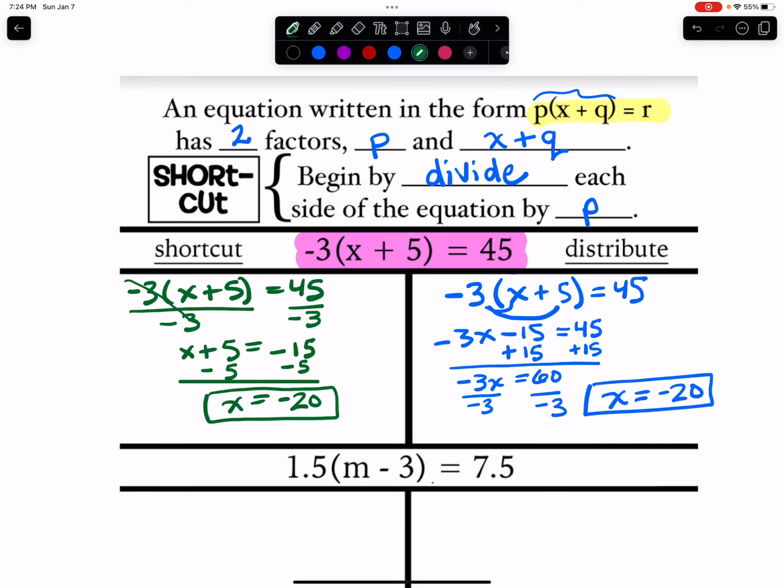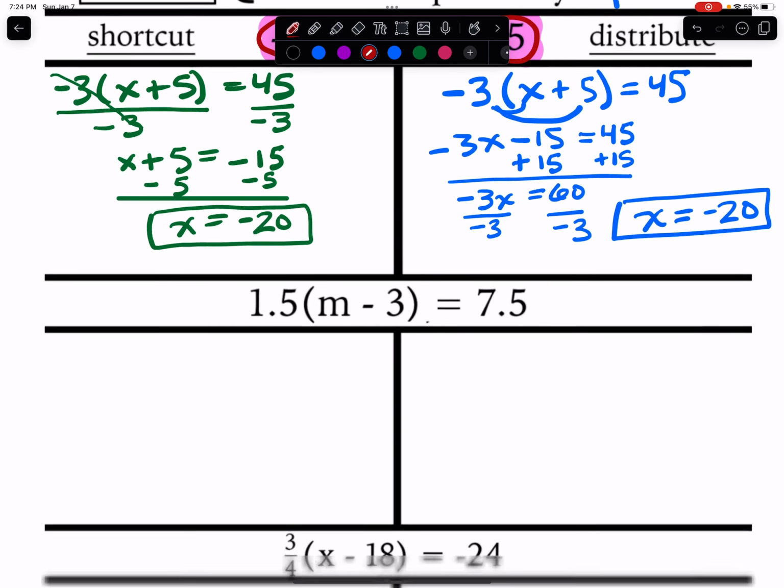So the shortcut is something you should use when the number in front of the parentheses is a factor of the constant term that's on the right side of the equation. If negative 3 goes into 45 evenly, then definitely use the shortcut. All right, let's try some other ones here.